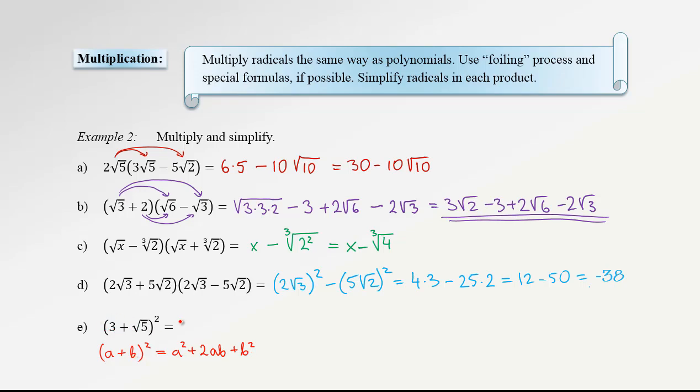First term squared is 9, plus double the product, so it's like 2 times 3 times root 5, so it's 6 root 5, and plus root 5 squared, which is just 5. See, this formula makes it really easy. 9 plus 5 gives us 14, and then plus 6 root 5, and it's done. Here we go.